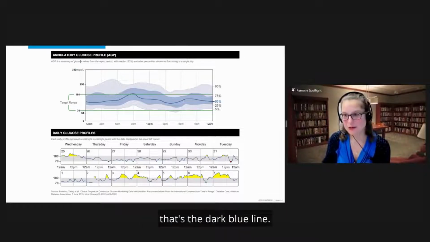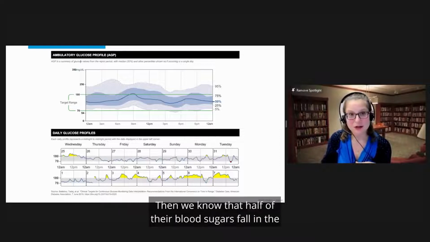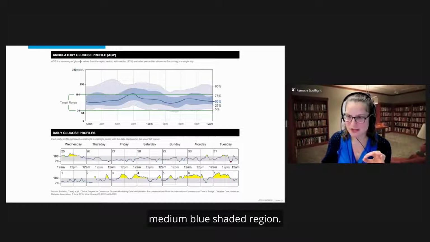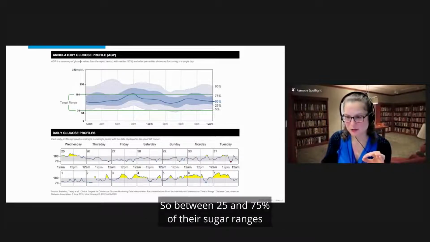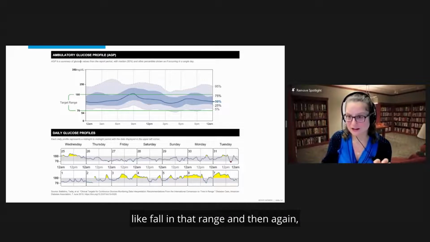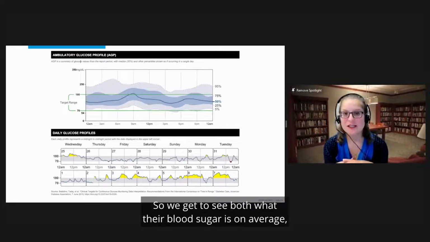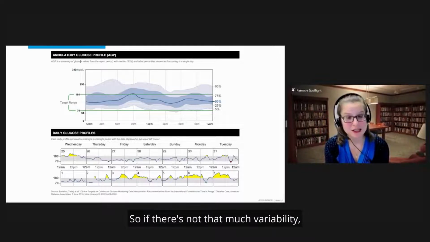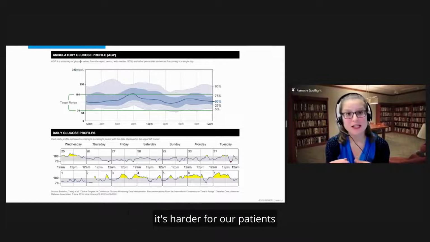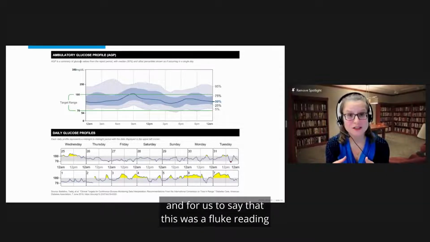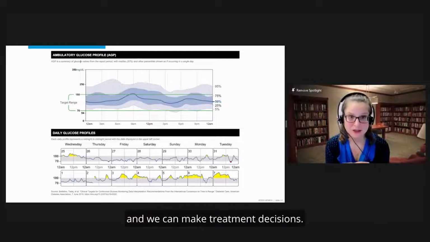That's the dark blue line. Then we know that half of their blood sugars fall in the medium blue shaded region, so between 25 and 75% of their sugar ranges fall in that range. And then again, building out to the light blue range. So we get to see both what their blood sugar is on average and then how much variability there is. So if there's not that much variability, it's harder for our patients and for us to say that this was a fluke reading. And it really is like that. And we can make treatment decisions.